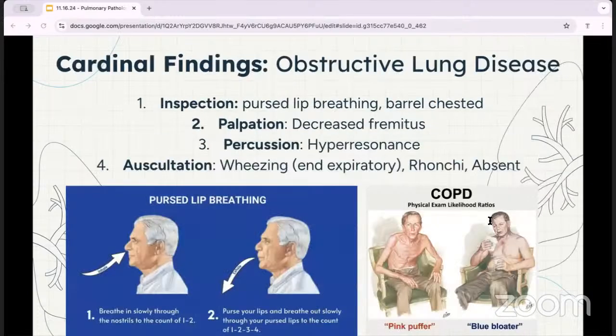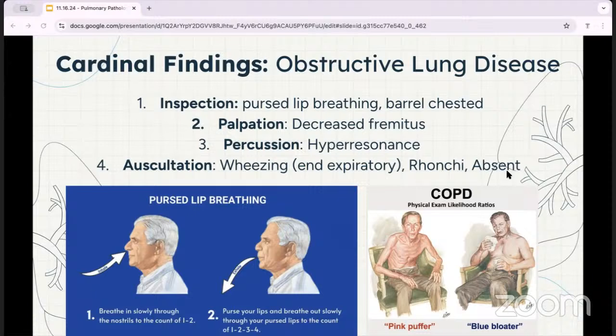Now let's talk about the cardinal findings, like how to recognize the signs of obstructive lung diseases like COPD and asthma during a physical exam. So we'll go step by step through inspection, palpation, percussion, and auscultation. When looking at the patient, you might notice pursed lip breathing, which helps patients force air out more effectively. And you might also see, like I said before, a barrel chest, which happens because the lungs are chronically overinflated.